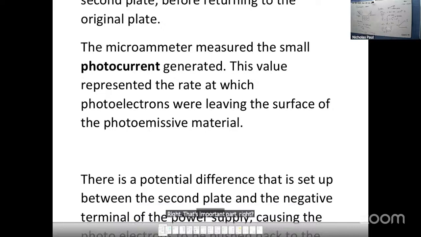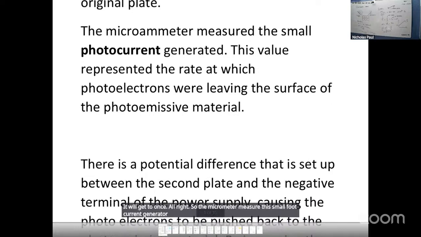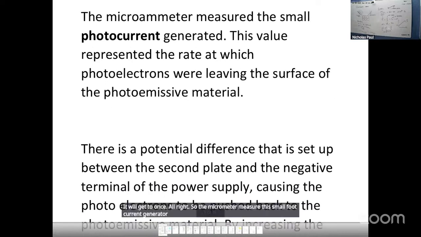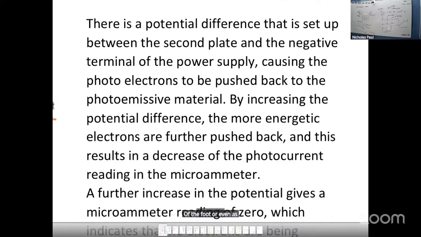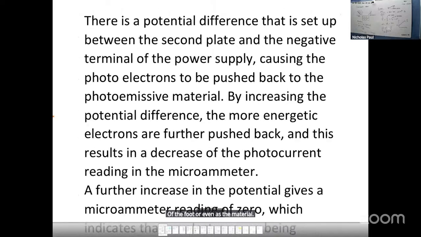Here's the important part. Once electrons move, they will give you a what? Current, right? So the micrometer measures the small photocurrent generated. This value represented the rate at which photoelectrons were leaving the surface of the photoemissive material. Anybody follow what's going on? So the radiation hits, electrons leave, and the current is read.